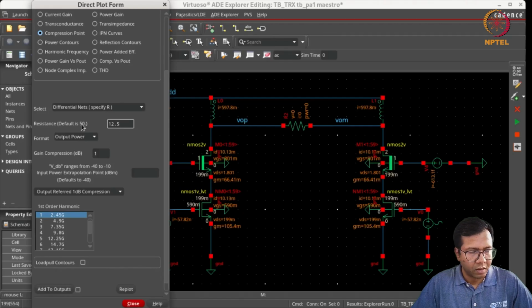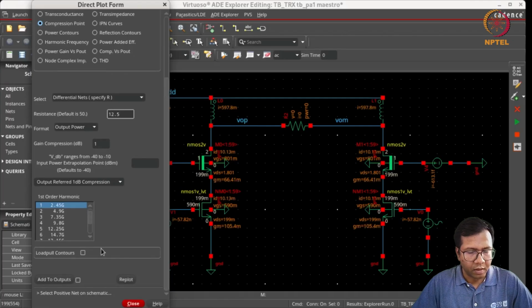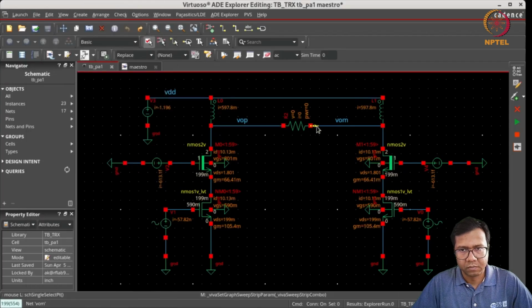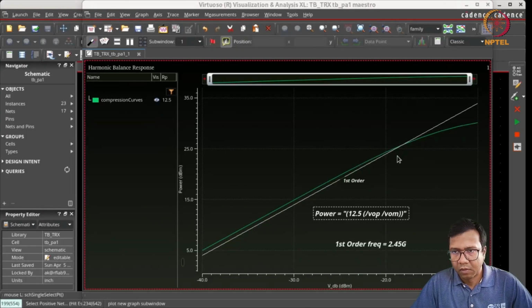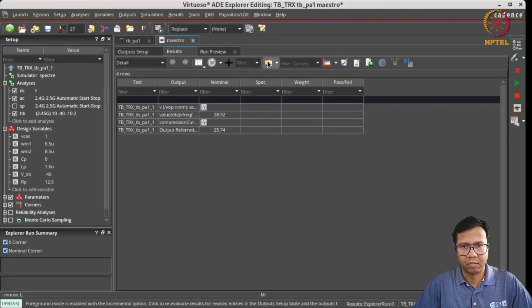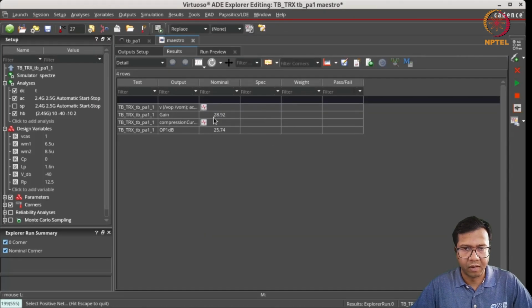So you can set the load to be 12.5 ohms in the output power format. We can directly choose the differential nets. So here we can see that the output P1 dB is coming somewhere around 25 dBm. So we can see that we are getting a small signal gain of around 29 dB and the output 1 dB compression point of 25 dBm. Now we can also find out what is the efficiency of this power amplifier when it is operating around the 1 dB compression point.